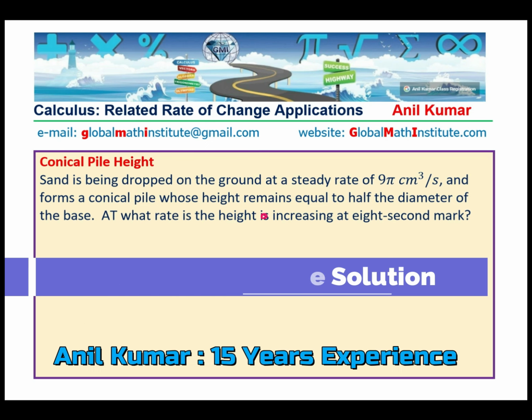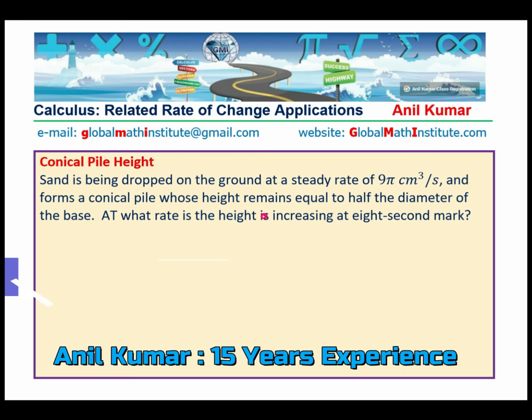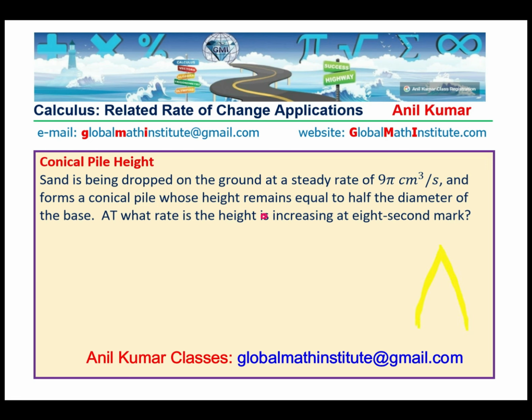Let's try to visualize. So let's say sand is being dropped and it forms a pile like this, correct? So this is the sand pile. Now this is a relatively simple question since we have already been given the relation between the radius and the height. Height is half the diameter, which means we are given that the height at any instant is equal to diameter by 2, or the radius of the pile.